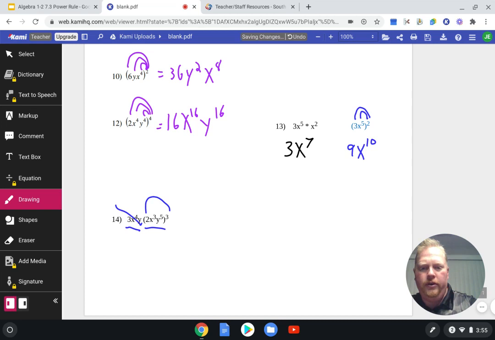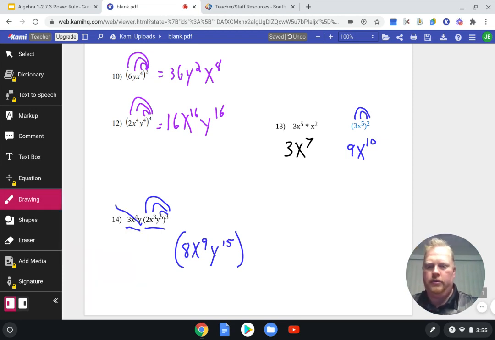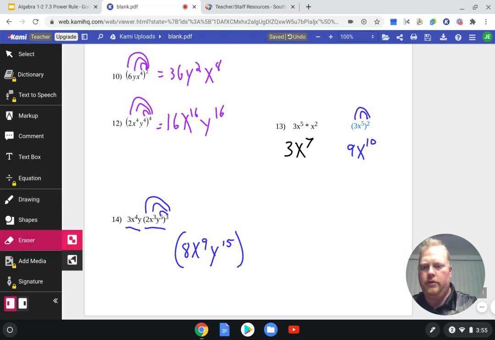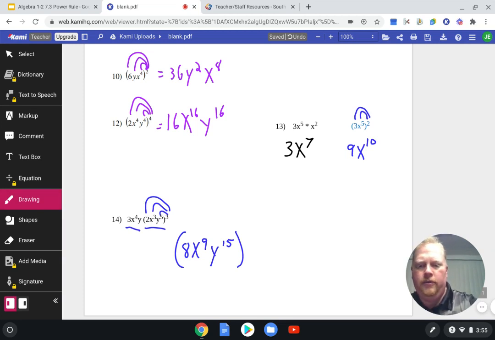So 2 to the third is 8, and then x to the third is x to the ninth, and y to the fifth to the third is y to the 15th. So I've successfully just completed the power rule. Now I can do the product rule. So let's bring that 3x to the fourth back, along with that y.